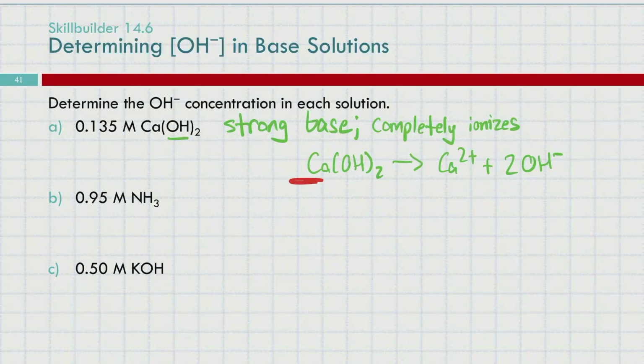So we've got a little stoichiometry, a little ratio here, 2 hydroxides for every 1 calcium hydroxide. Or you could just see the little subscript 2 and say to yourself, there's 2 of them that we're going to be producing. Let's just multiply it by 2. Either way you want to work it, gets you the same answer. So 0.135 molar calcium hydroxide will turn into 0.270 molar hydroxide.